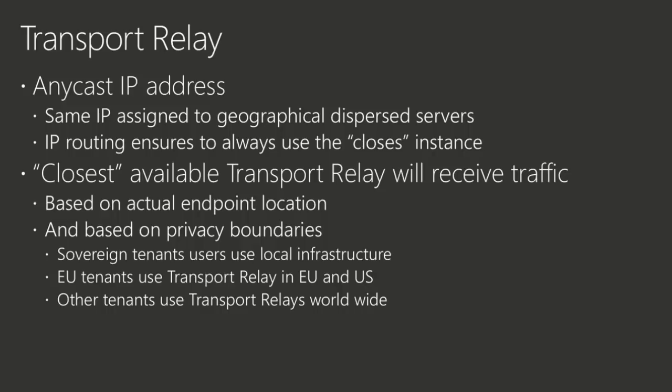And this is based on the actual endpoint location and based on privacy boundaries. For example, if you are a client in the US government cloud, where we haven't rolled out transport relay yet, I believe, but we'll have soon. But if you're using the US government cloud, then you will always use transport relays that are in the US, even if you travel to Europe, because, well, you're paying for that, all your data is in the US. If you have your tenant in Europe, you will always use either European or American relays. And other tenants, they can use transport relays worldwide. They don't have any restrictions.